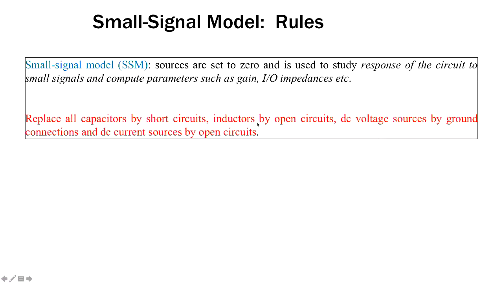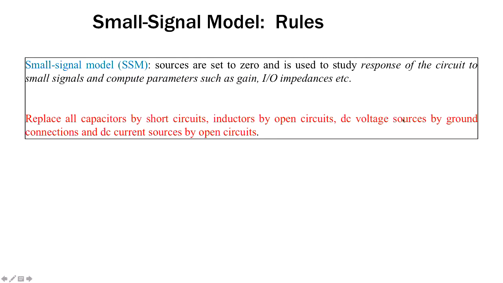Inductors are replaced by open circuit. If you know the capacitor, the inductor operation is just the reverse. Capacitor impedance equals 1 by 2 pi fC, but what is the inductive impedance? It is directly proportional to frequency. That is the reason it is an open circuit, the other way around from the capacitor.